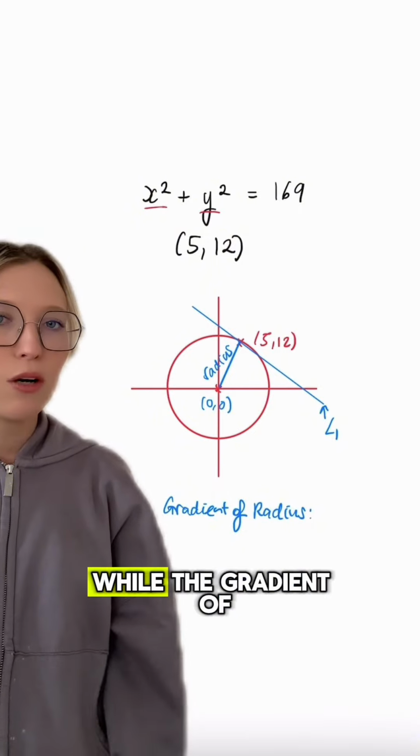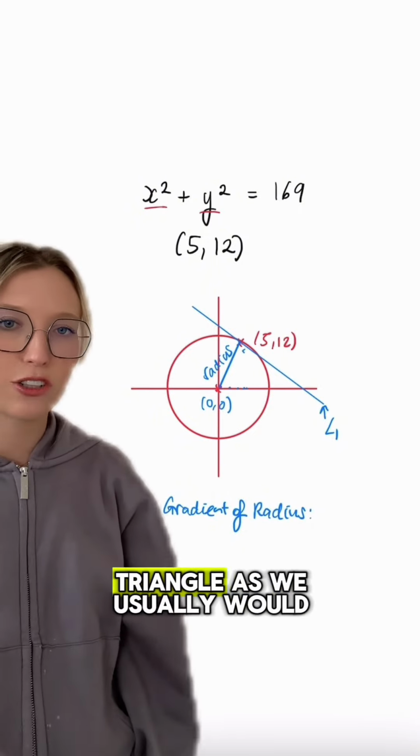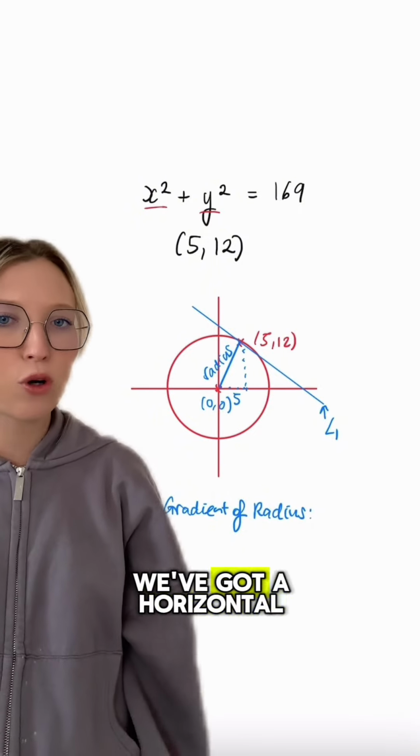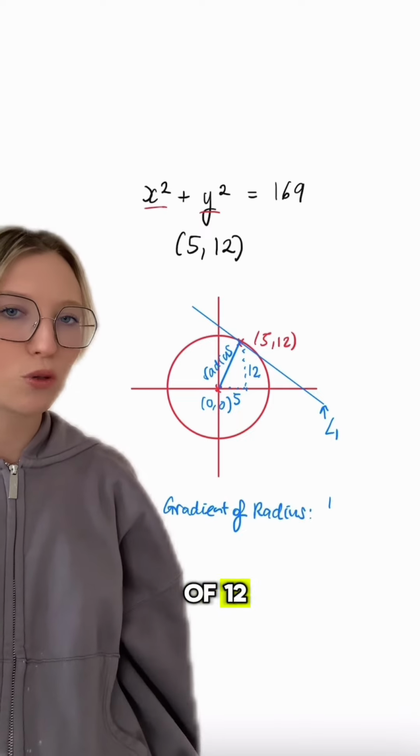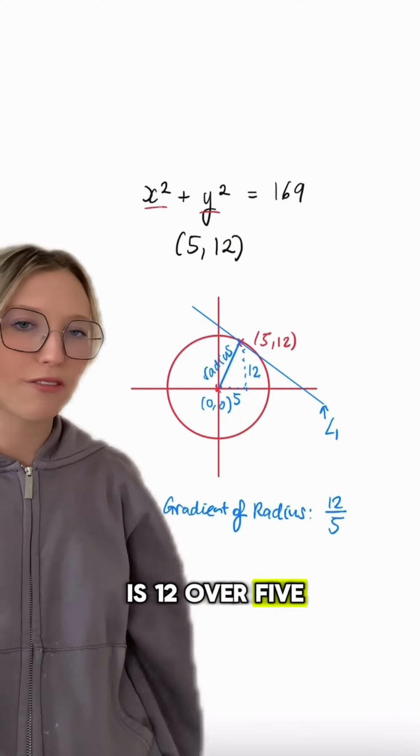looking for. Well, for the gradient of the radius, we can go ahead and draw in a triangle as we usually would, and we can see we've got a horizontal move of 5 and a vertical move of 12, which means the gradient is 12 over 5.